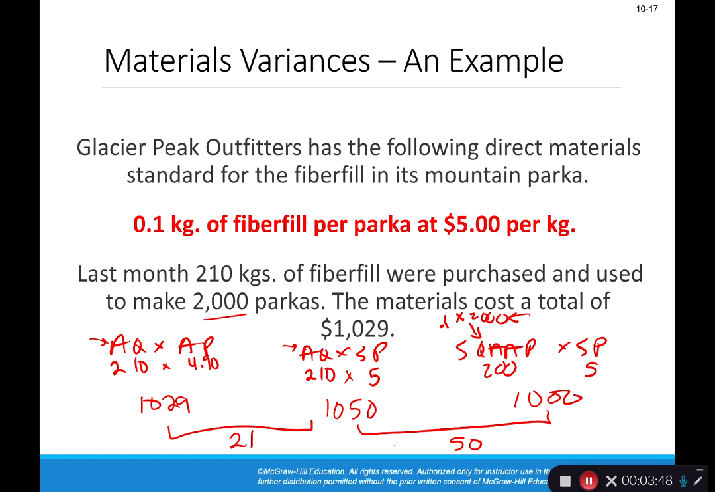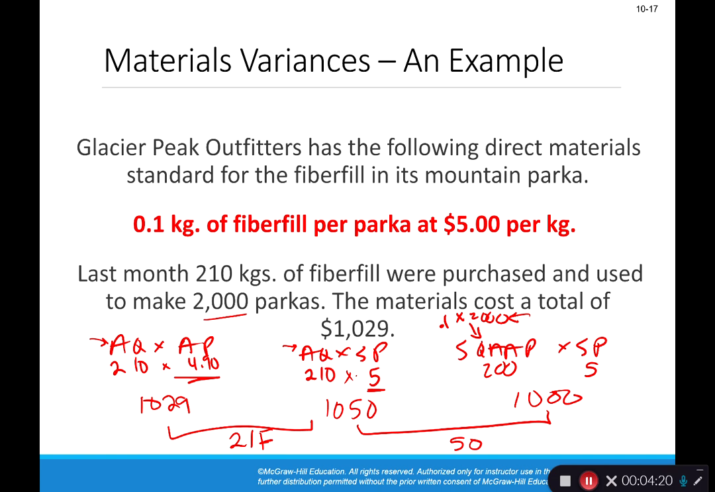And then we've got to figure out our FUs. Well, the actual is always on the left and the budget's always on the right. So in total, the 1,029 is less than the 1,050. So I spent less than I was allowed. So that's a favorable variance. But I like looking at the per unit. 4.90 is less than $5, so that also supports the fact that it's a favorable variance, because I spent less per kilogram of fiber fill than I was allowed to according to the budget.